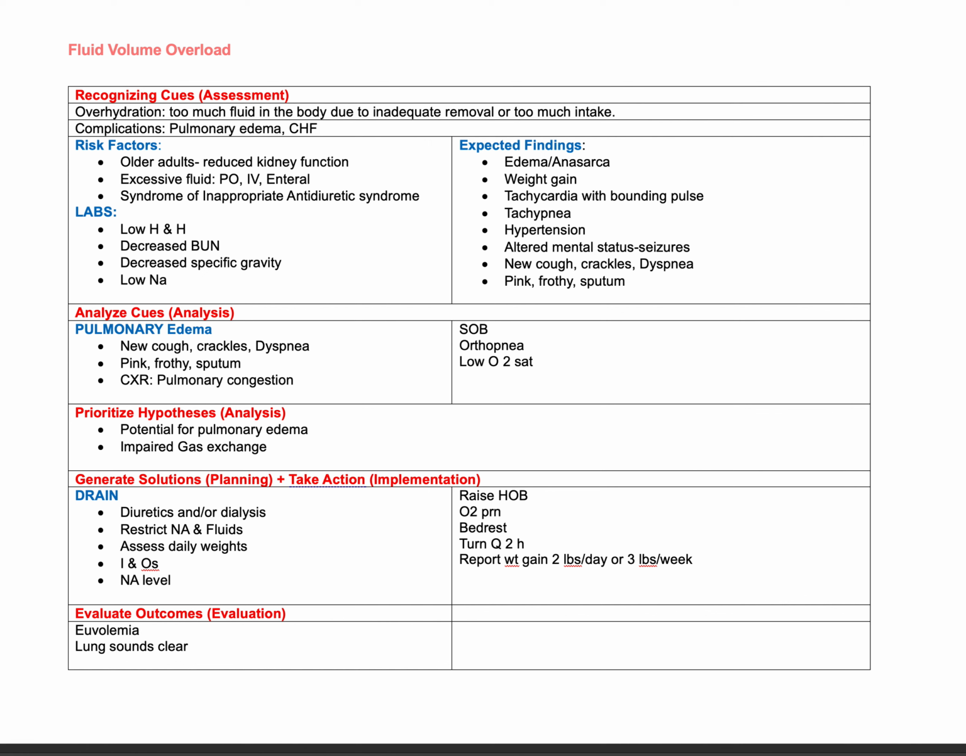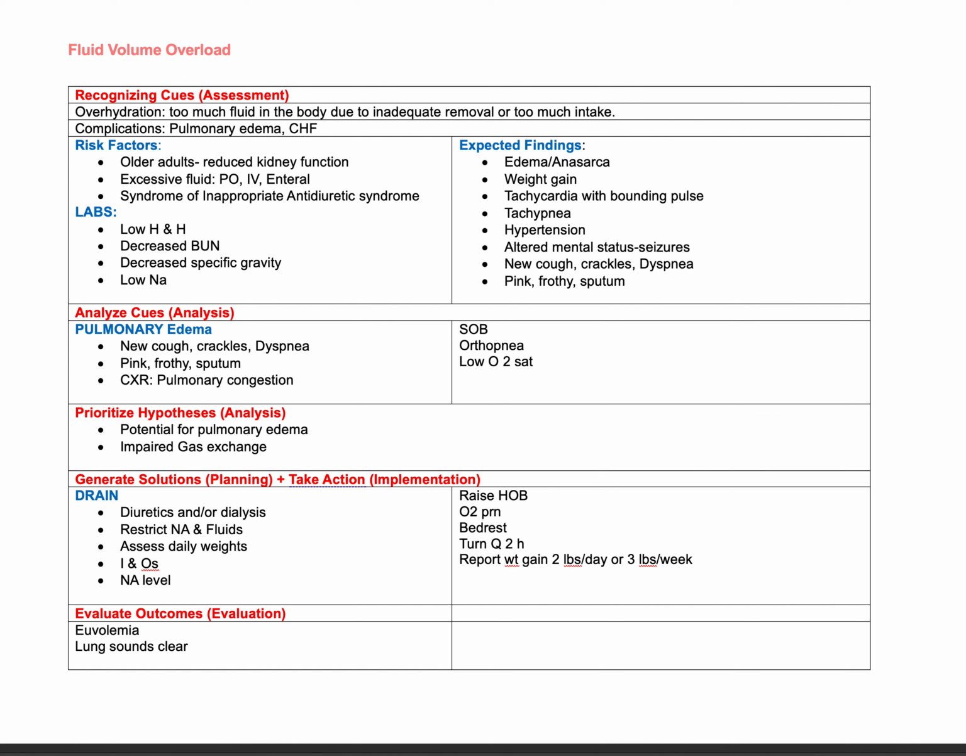So your risk factors, older adults are going to be at high risk for fluid overload. You have to watch them very carefully anytime you're giving them IV fluids, anytime you're administering blood, because they can go into pulmonary edema. So you need to really watch them. Older adults have a reduced kidney function. So that means they're not always able to put out the fluids that are going in quick enough, okay?